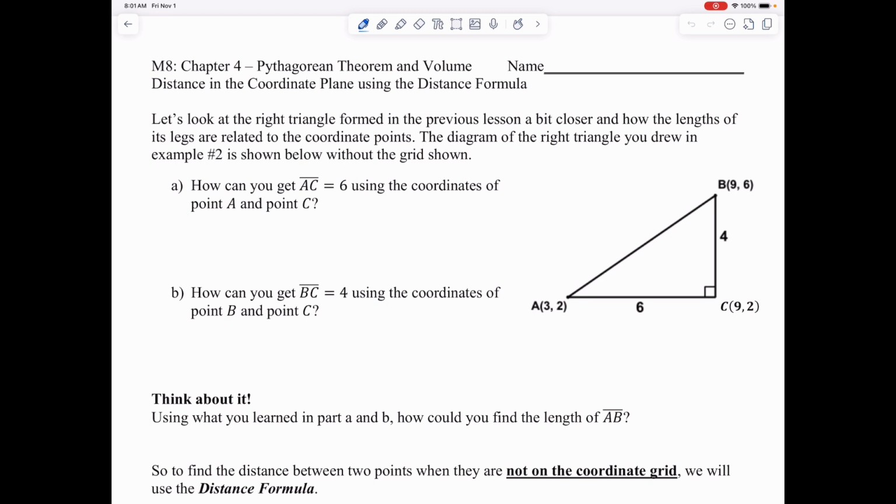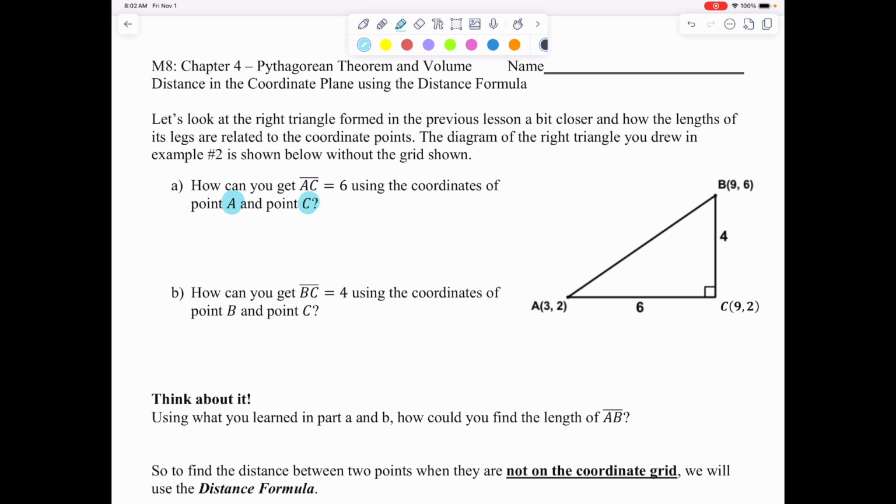So I took the triangle off of the grid that we did on the previous lesson and put it here, but labeled the points with the coordinates that we had found. So my first question to you is, how can you get the length of AC to equal 6 using the coordinates of point A and point C, instead of having it on the coordinate grid and being able to count it?